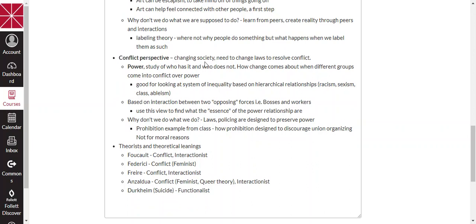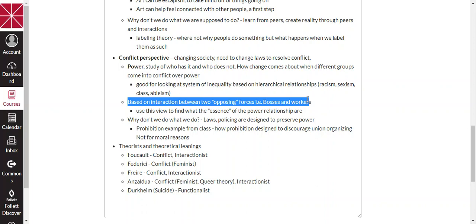The conflict perspective, this big one was the study of power. That's why this is bolded. Who has it and who doesn't have it. So the main idea here, I would say, is the basis is the interaction between two opposing groups.